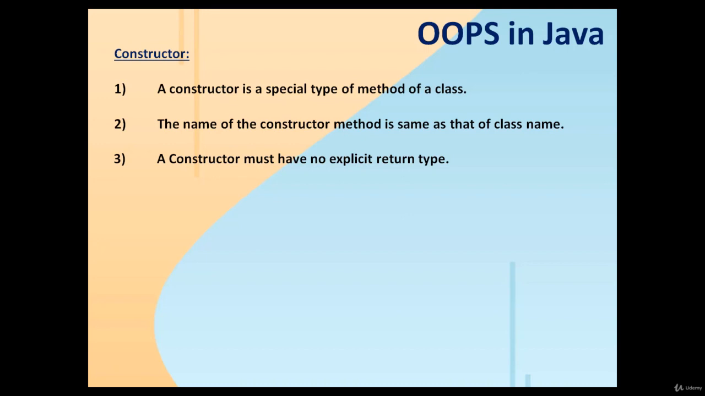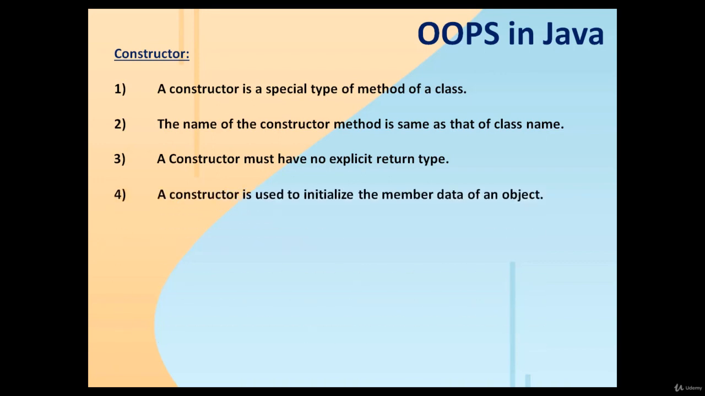So the major difference between a constructor and a normal method is that a normal method should have a return type, like void deposit or boolean withdraw. Boolean and void are the return types. But a constructor has two things: the name of the constructor is the same as the class name, and it should not have an explicit return type. If you write a return type, then it becomes a normal method.